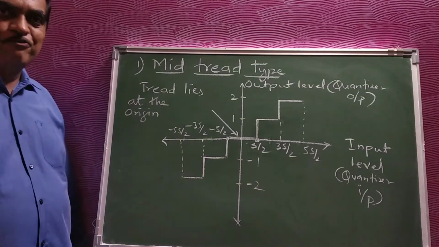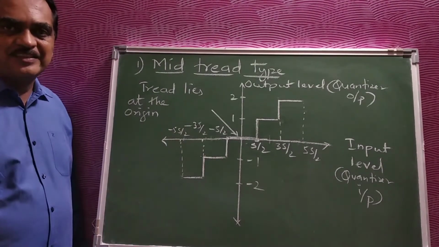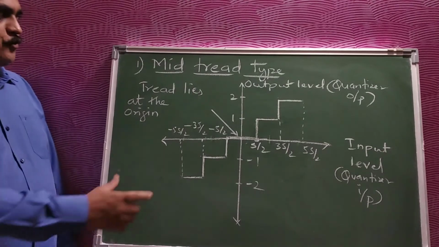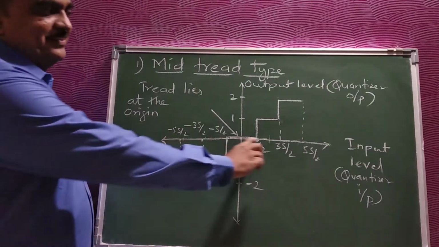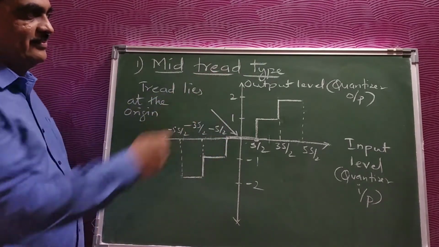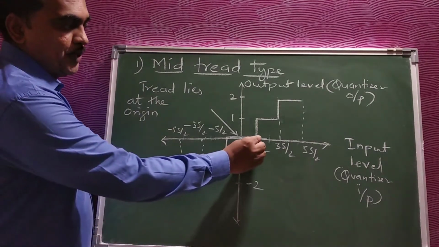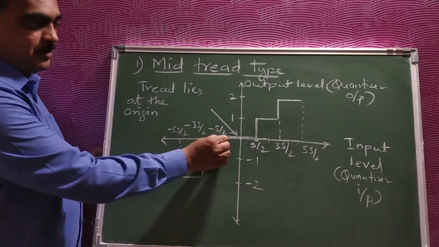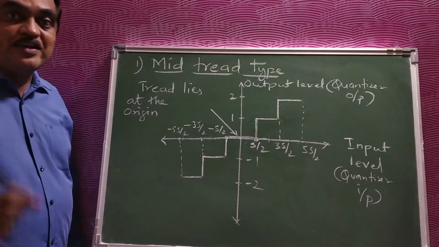Now here, we see the first type of uniform quantization. We all know that in uniform quantization, the step size, the spacing between the levels, will be equal. Here we have shown the first type, which is called mid-tread type. Here, the x-axis is the input level or the quantizer input, and the y-axis is the output level or the quantizer output. The input is shown as S by 2, 3S by 2, 5S by 2, and minus S by 2, minus 3S by 2, minus 5S by 2, where S is the step.